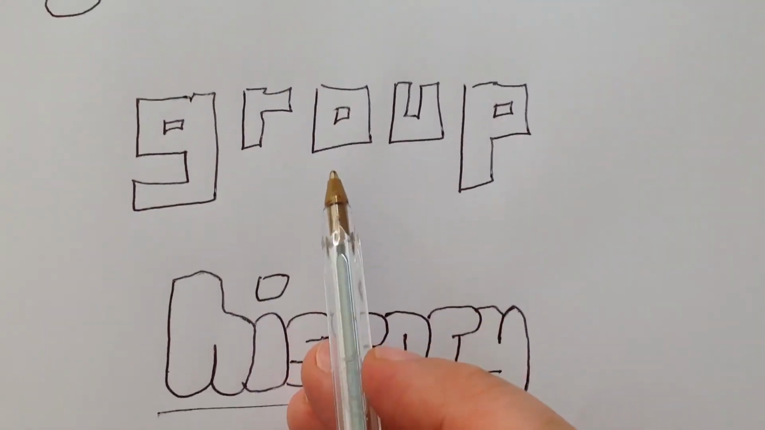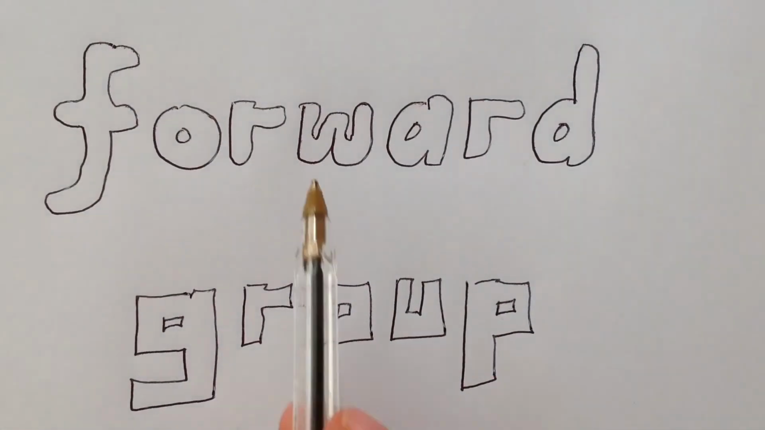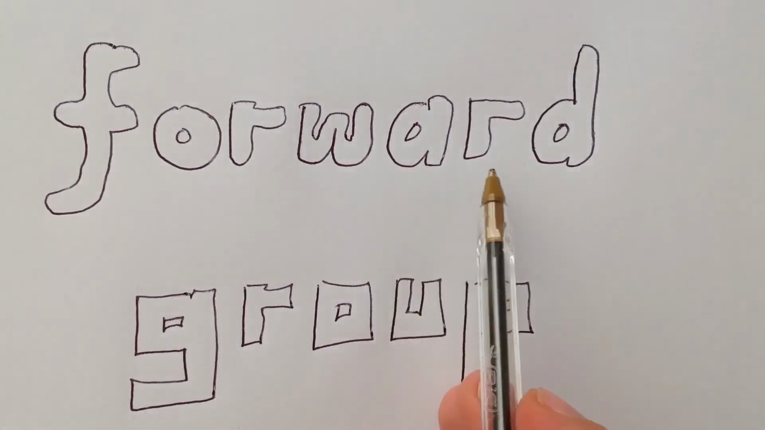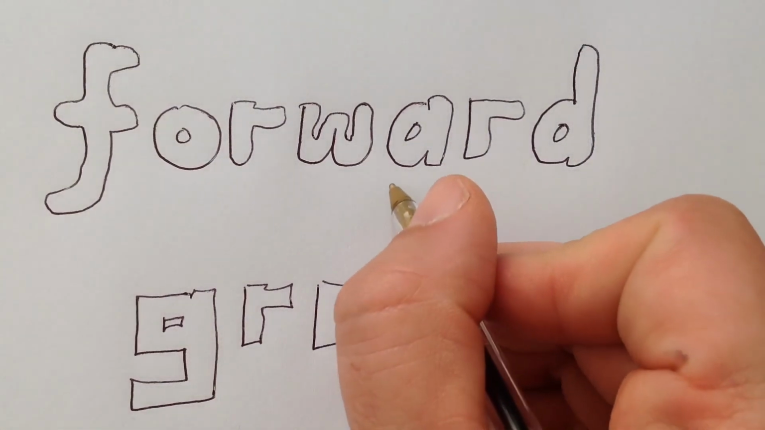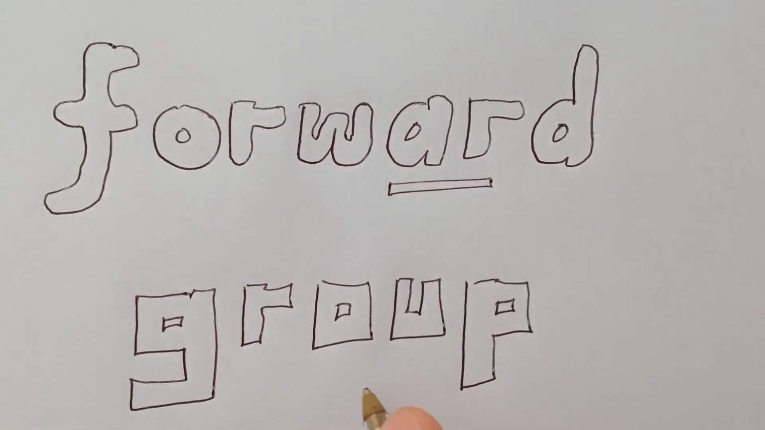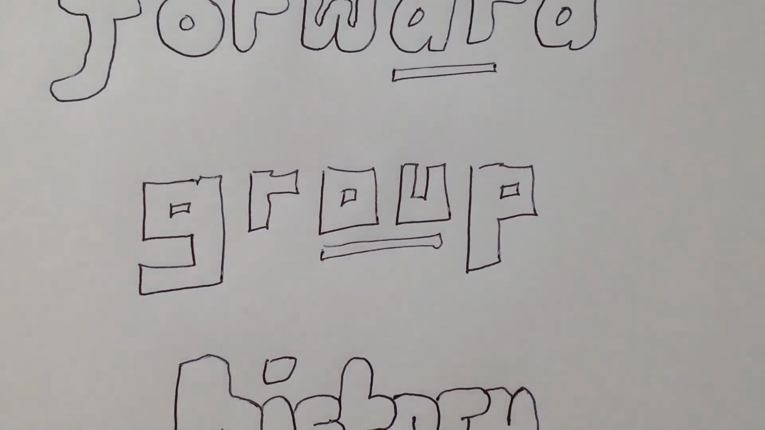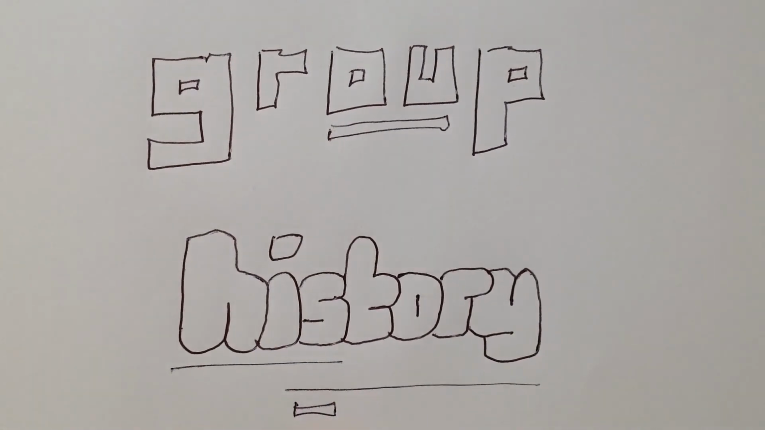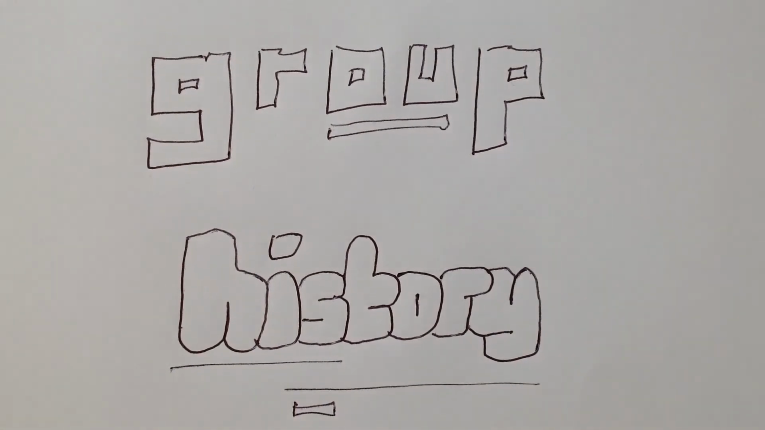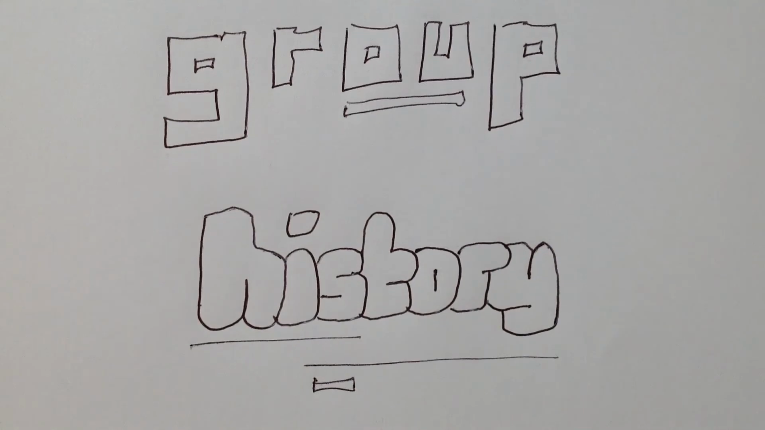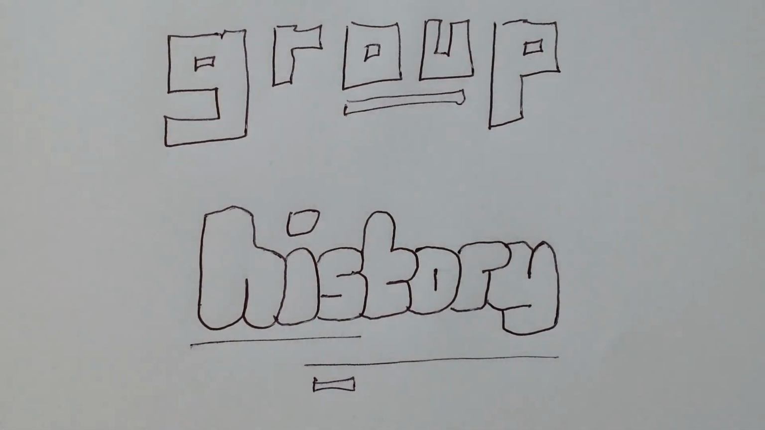And again, with my group, the tricky bit was the U, and ward, the R was the tricky bit here. So I'd say that bit there was quite tricky. That bit there was quite tricky. And I'd say that bit there was quite tricky. So there's the words forward, group and history, using various forms of bubble letters.